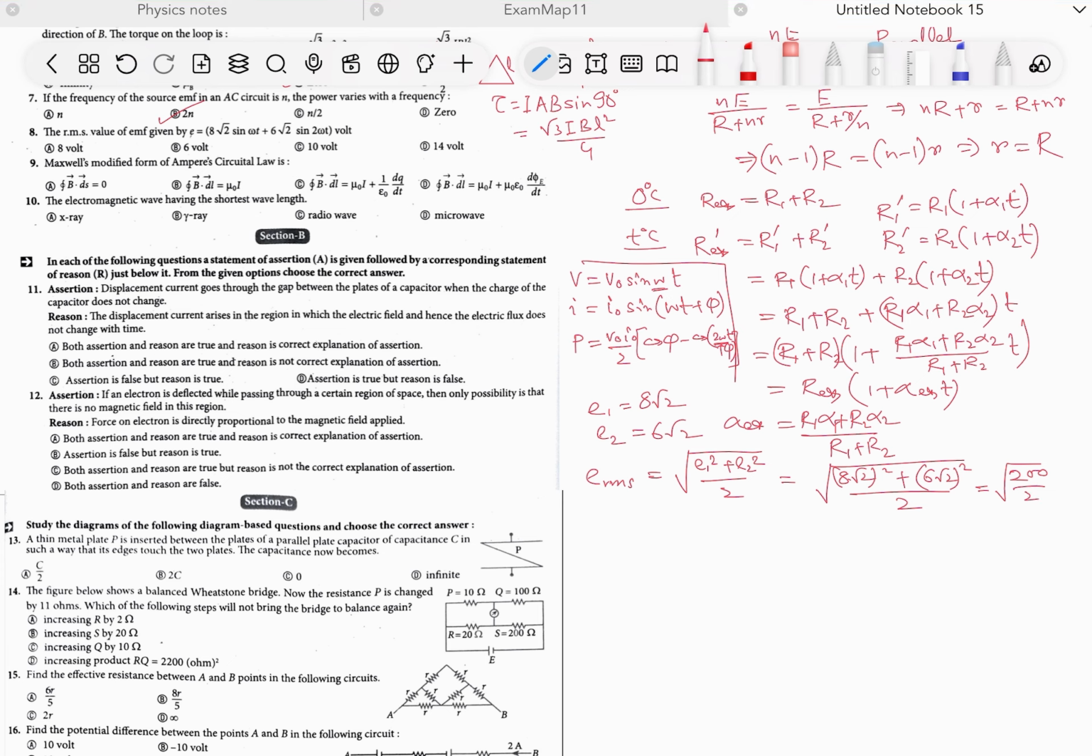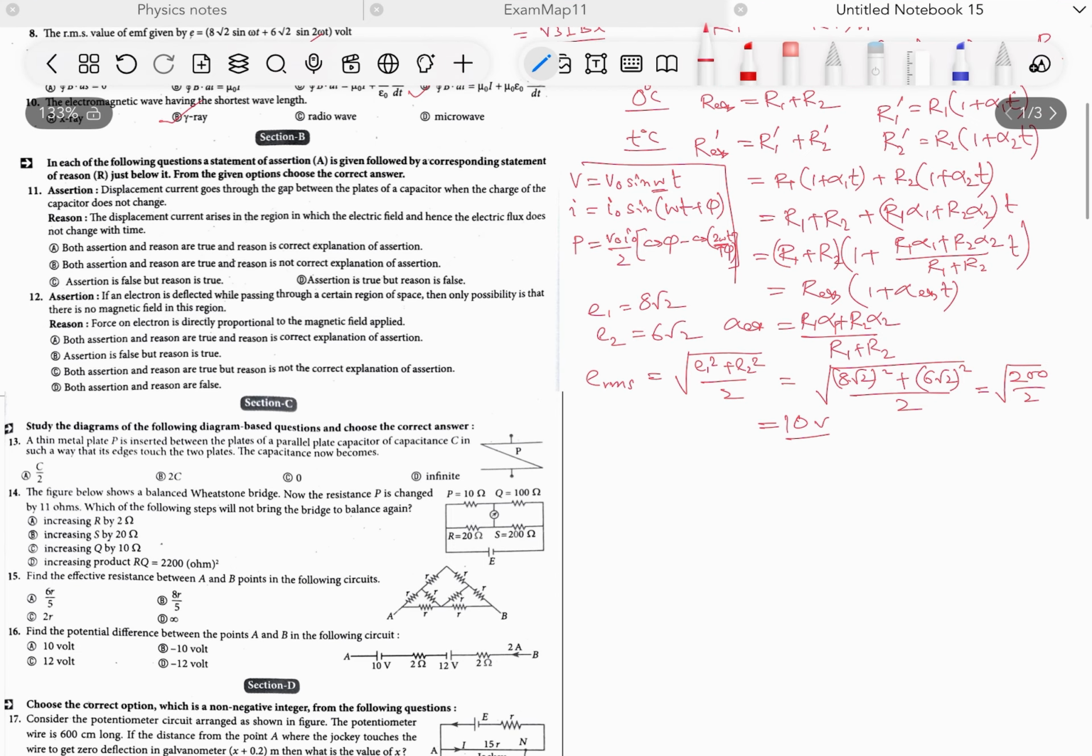200 by 2 means 10. 10 will be the answer. So 10 volt is the right answer. Now Maxwell modified the form of Ampere's circuital law, option D is the right answer. The electromagnetic wave having shortest wavelength is gamma ray.